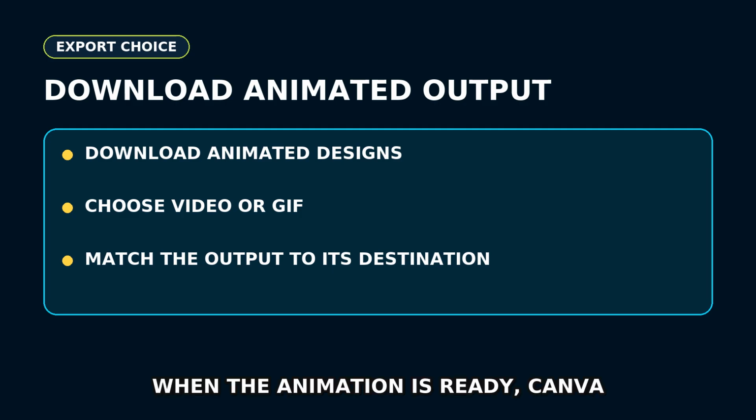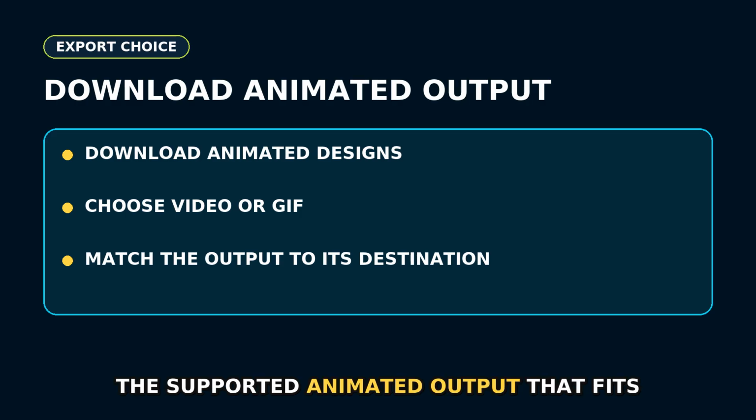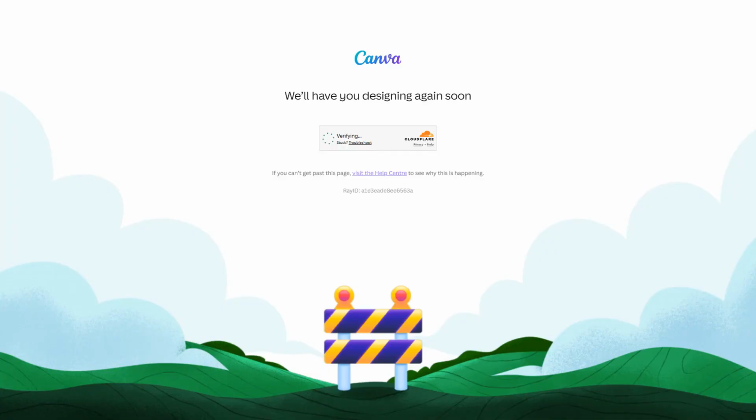When the animation is ready, Canva says animated designs can be downloaded as videos or GIFs. Choose the supported animated output that fits where you plan to use the design.